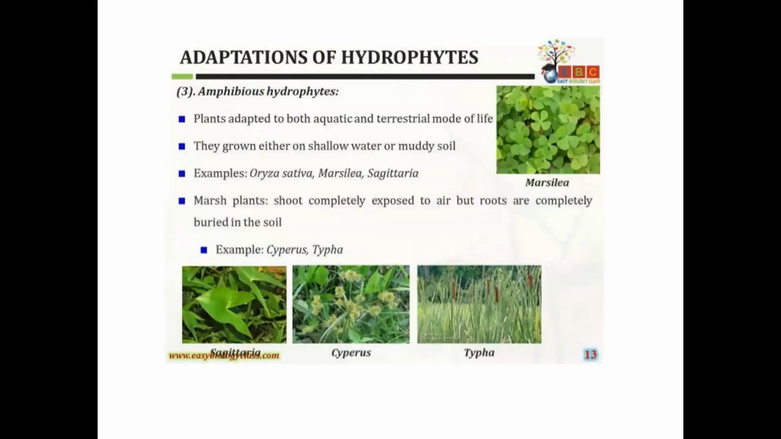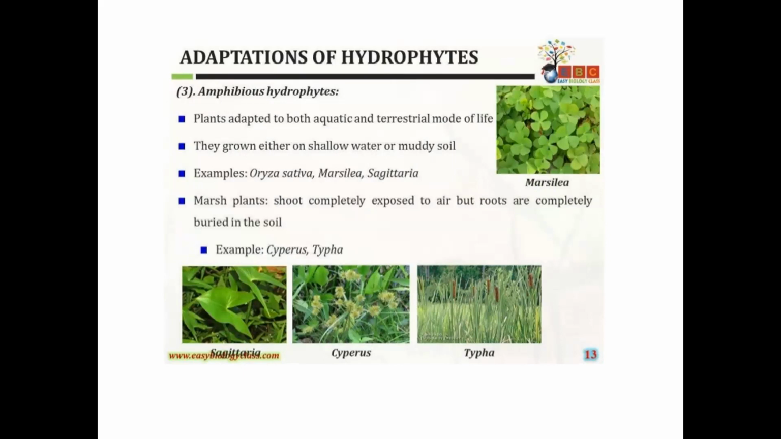The third one is the amphibious hydrophytes. Amphibious hydrophytes means plants adapted to both aquatic and terrestrial modes of life. They can grow in both water and on land.